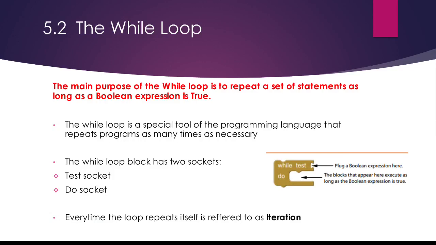The test socket holds a Boolean expression, and when the loop executes, the Boolean expression is tested. If the Boolean expression is true, then the blocks in the do socket can be executed and the loop repeats itself. If the Boolean expression is false, then the while loop has to end, because a while loop only works if a Boolean expression is true. Also, every time the loop repeats itself, it is known as iteration, and we say that the loop is iterating.